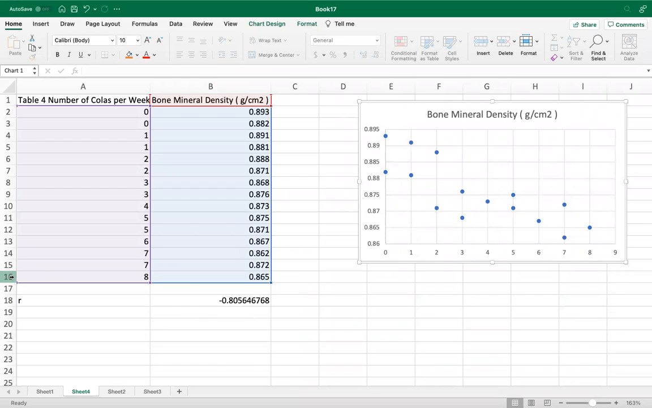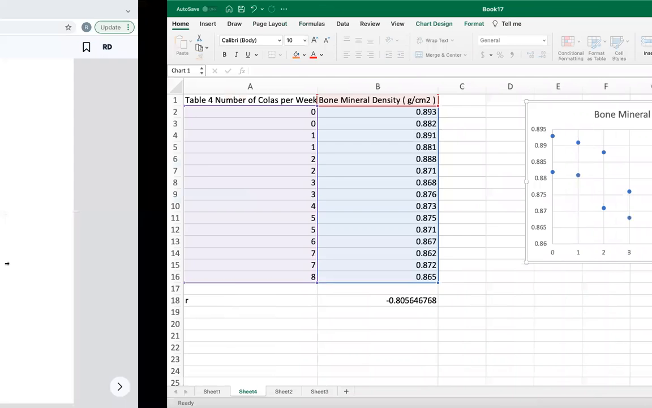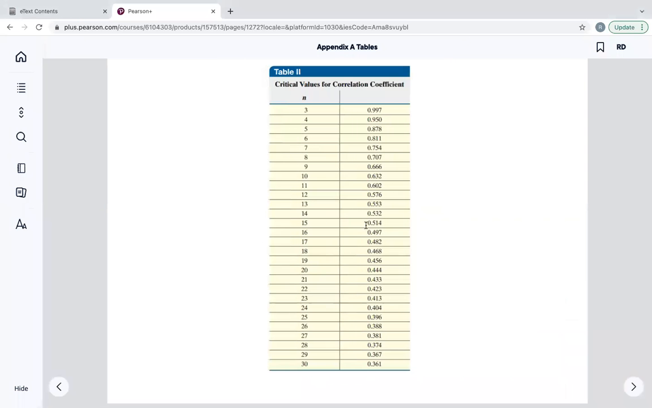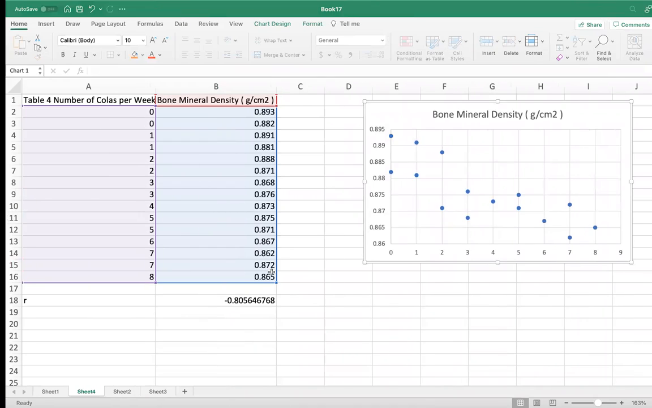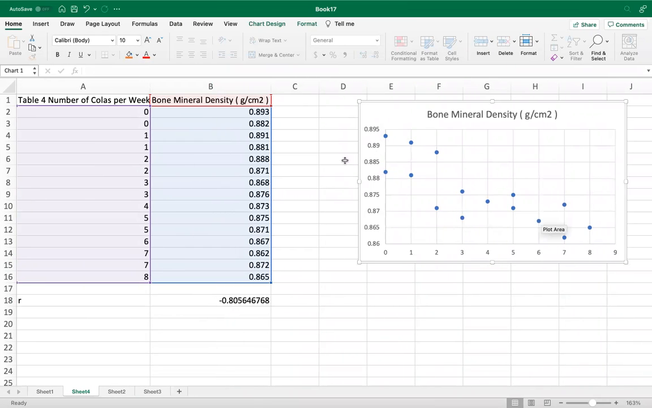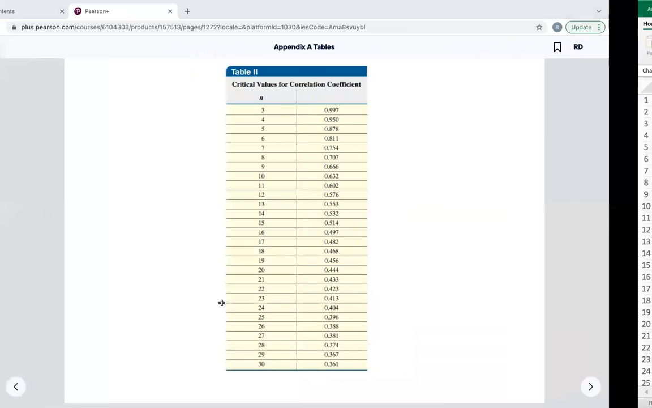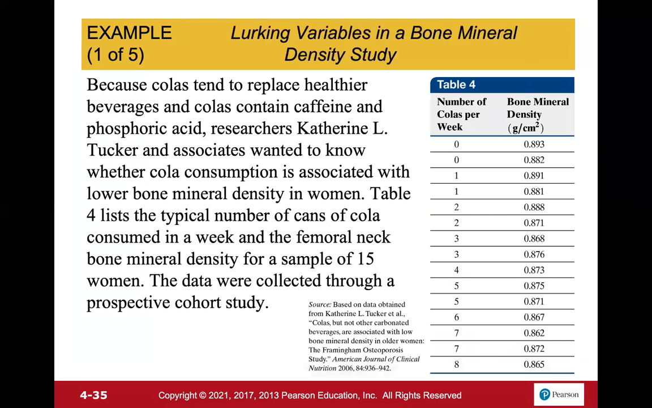Let's see, the first one is words, so it's 15. Let's see what this says, 15, 0.514. So I'd say that this is strong negative correlation, negative because it's going downward and it's a negative number here. So I'd say there's strong negative correlation. So now let's get back to the lecture.